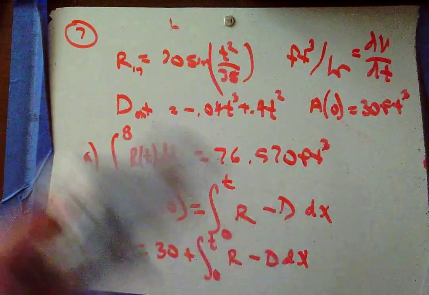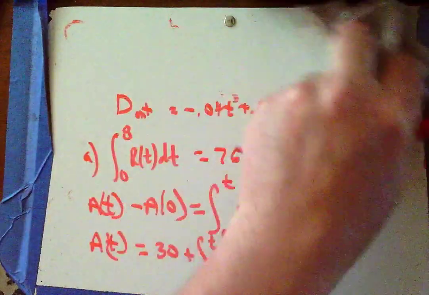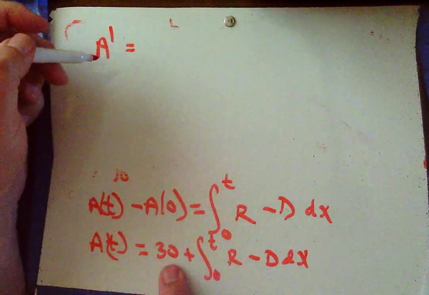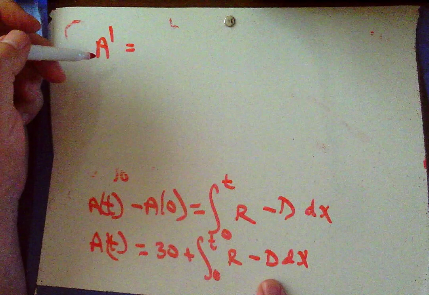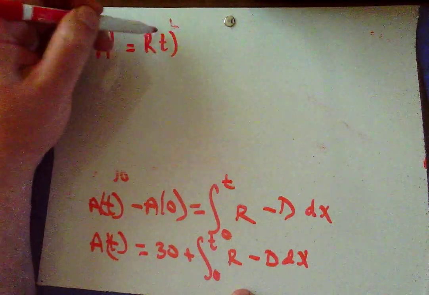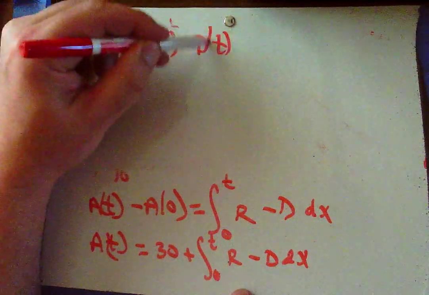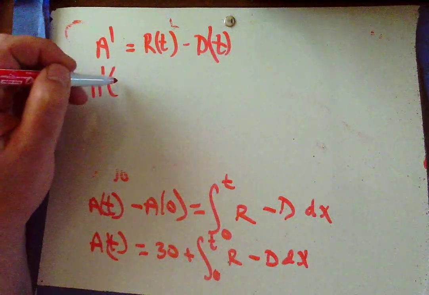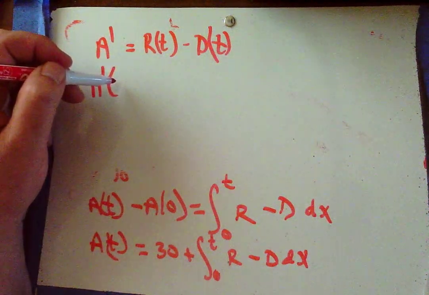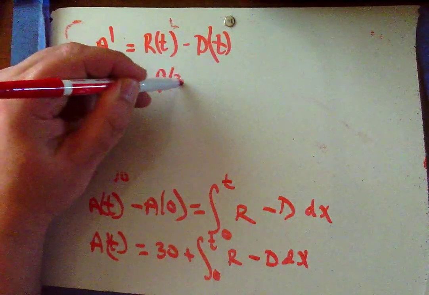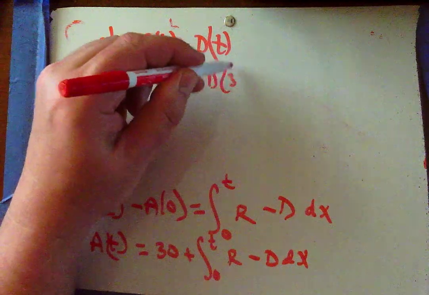Last semester we said we could determine increasing or decreasing if we took the derivative of a function. So I want A prime. The derivative of 30 is 0, and the derivative of this integral, with FTC 1, is going to be R(t) minus D(t). Okay, and what time did they want to ask us about? 3. A prime of 3 equals R(3) minus D(3).